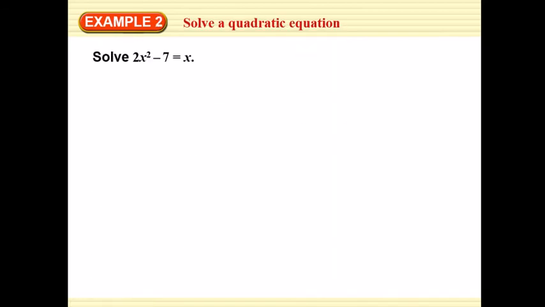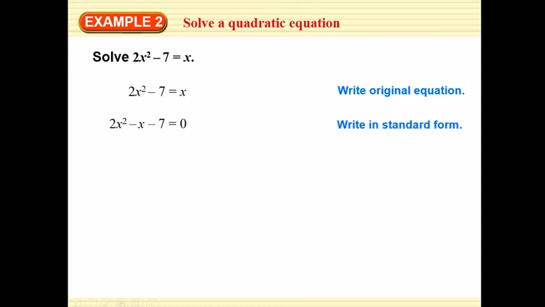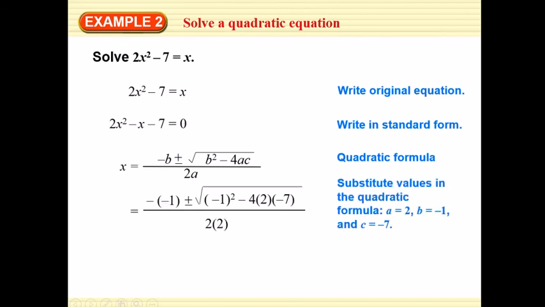Alright, so example 2, solve 2x squared minus 7 equals x. Of course you want to write out your original equation, and then get everything on the same side, set equal to 0, making sure that you have it in the correct order from your x squared to your x to your constant. I would write out the quadratic formula, identify a, b, and c, substitute in those values, and you need to make sure you're also working according to order of operations, PEMDAS.